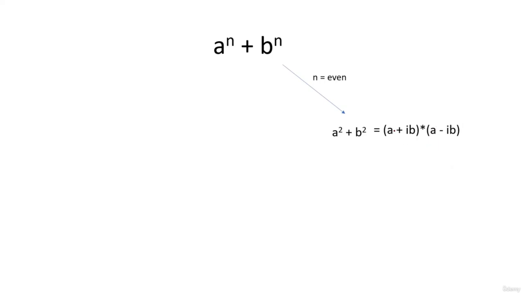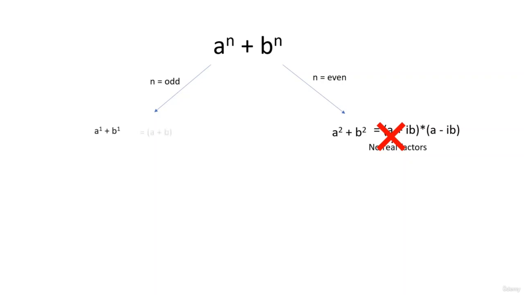Okay, so if you observe, there are no real factors here, right? I mean, these are not real factors. Okay, so we don't care about this part right now, because we want to discuss the real factors of the given expression. Okay, so the next possibility is that n is an odd number. If n is an odd number, let's say n is equal to 1, then the expression becomes a raised to 1 plus b raised to 1, right?